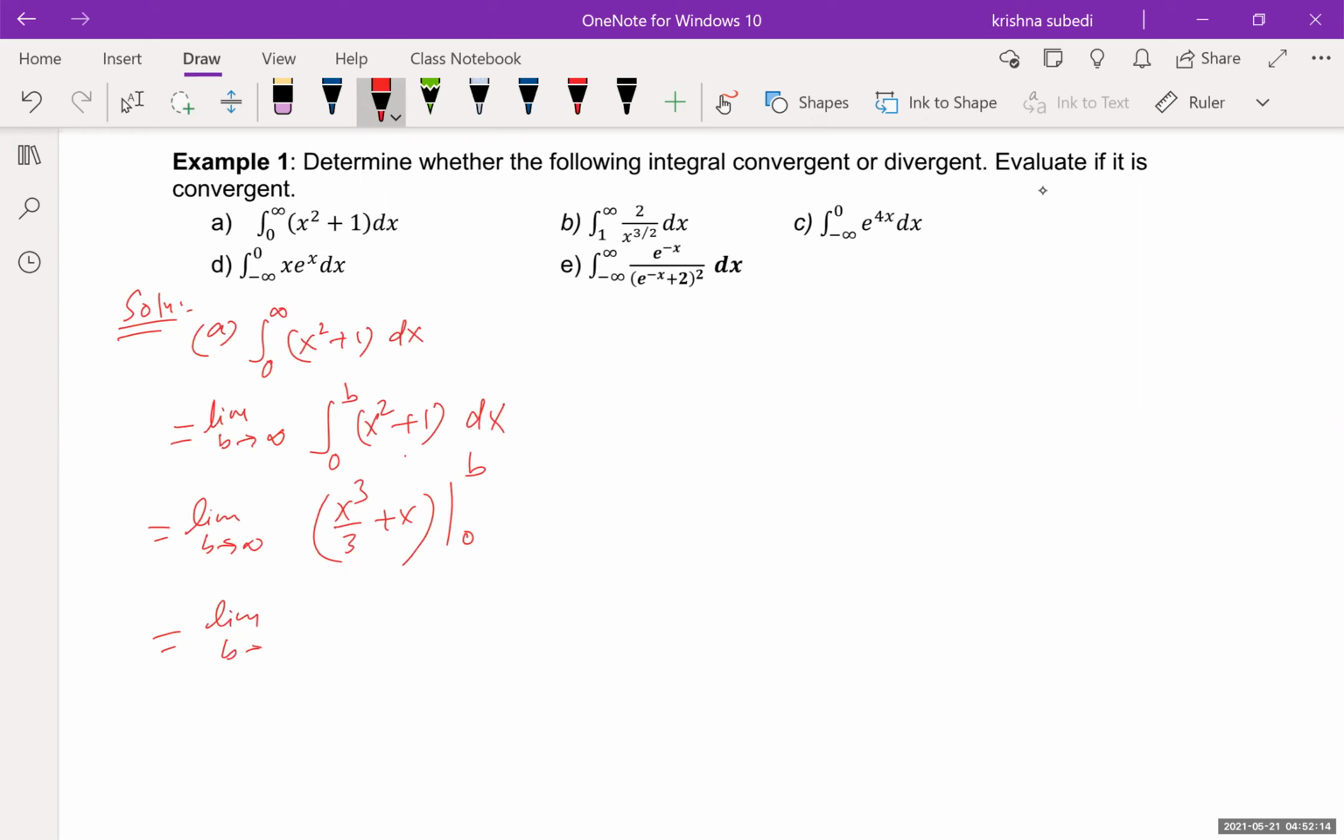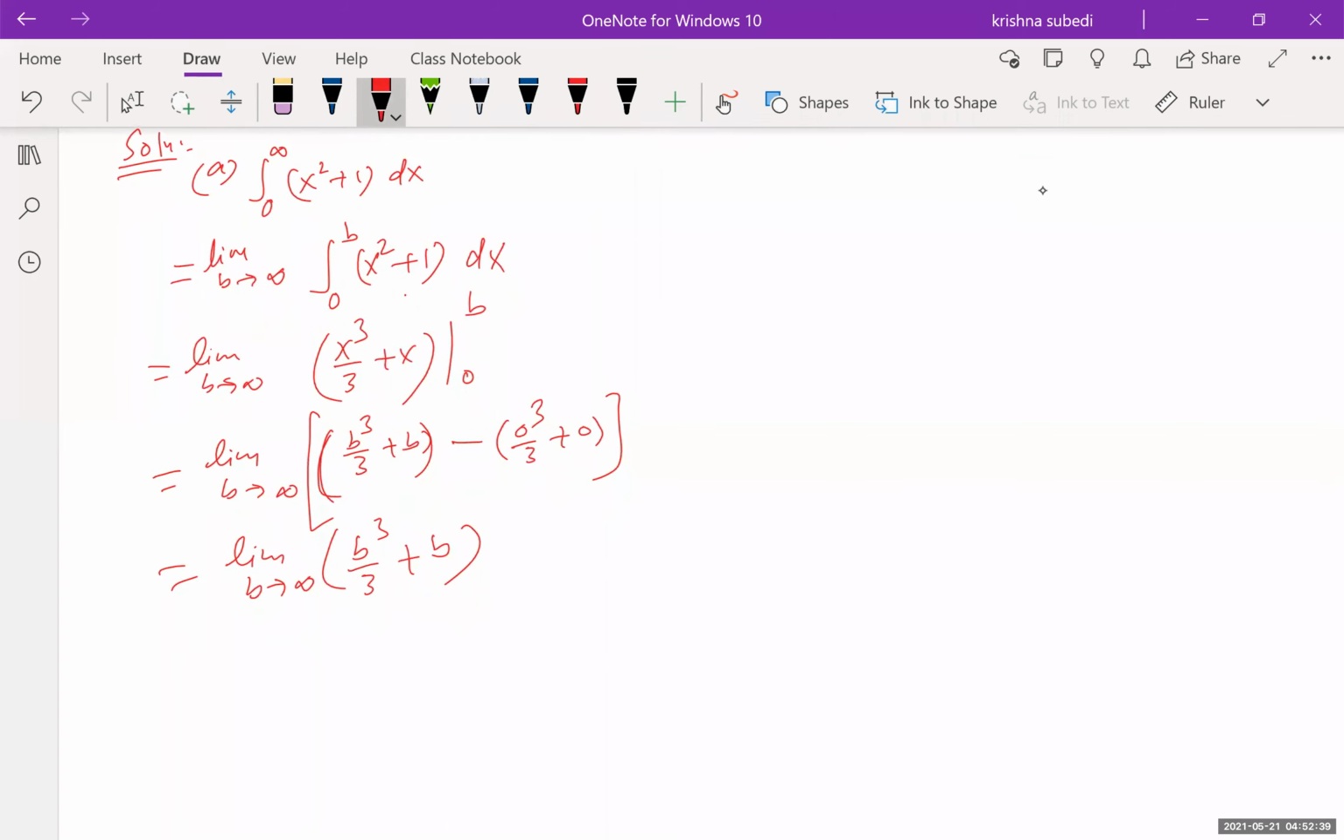Limit as b tends to infinity, and you substitute that value: b cubed over 3 plus b, minus 0 cubed over 3 plus 0. So we got the limit as b tends to infinity of b cubed over 3 plus b. If you evaluate this limit, that's going to be infinity cubed divided by 3 plus b. So the whole limit problem will be infinity, right?